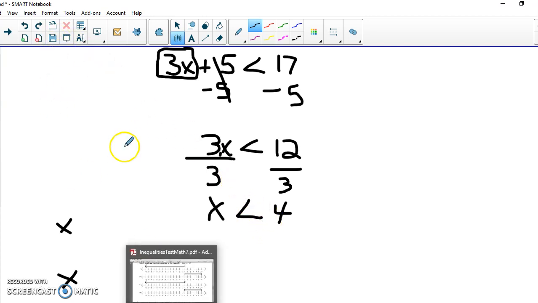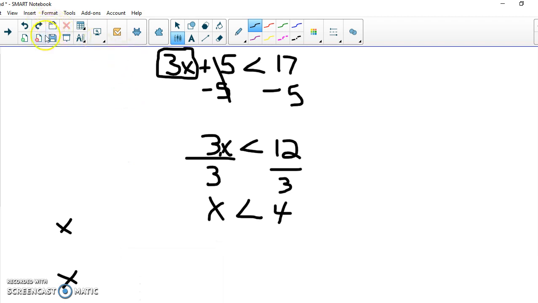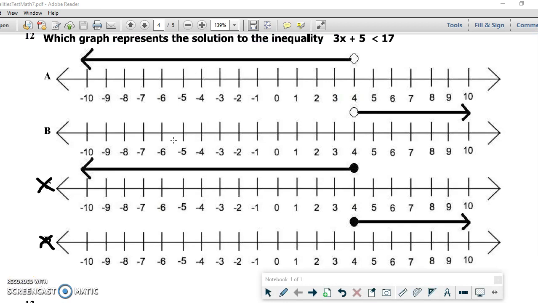So now let's switch back to our next screen. So we're looking for x less than 4. So less than means that our arrow should be going to the left. So the only possible answer that will work is A, because my answer is going to the left. And all these numbers are smaller than 4.